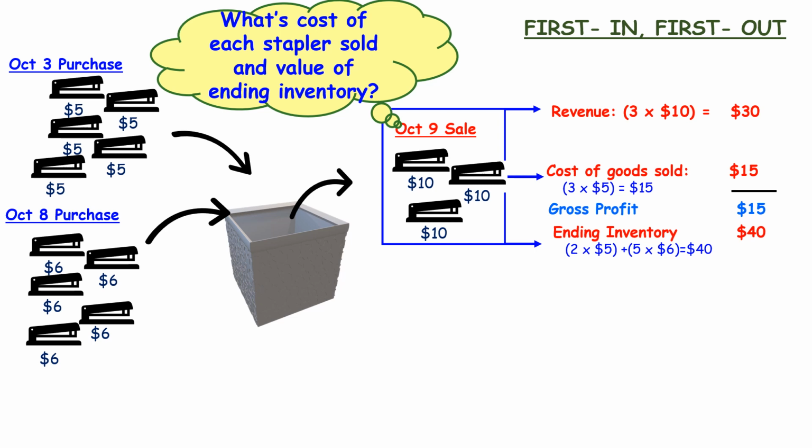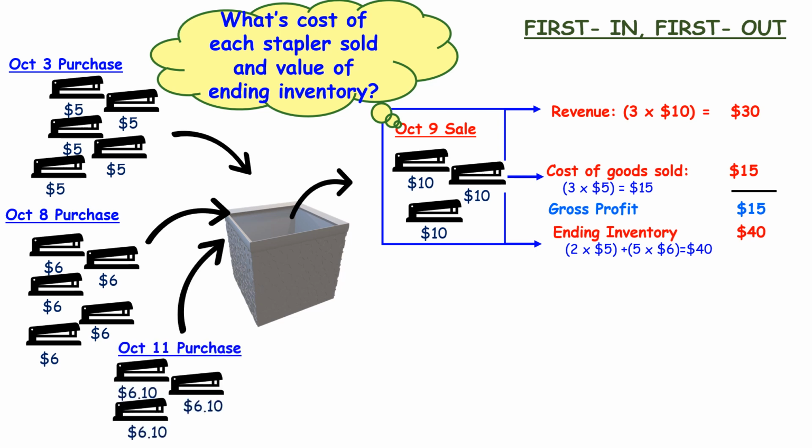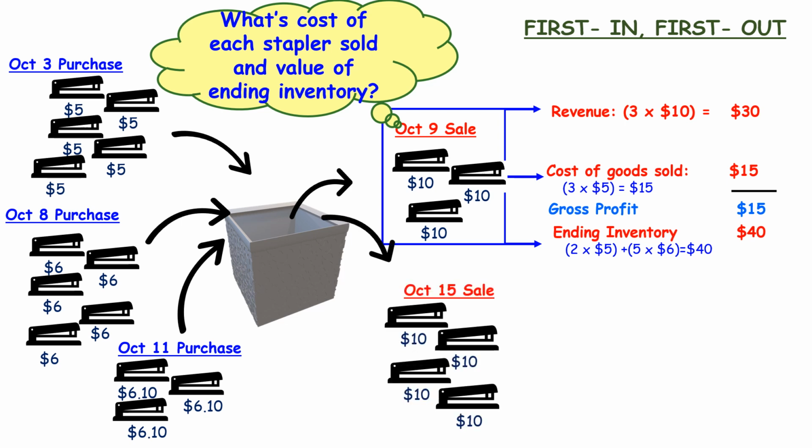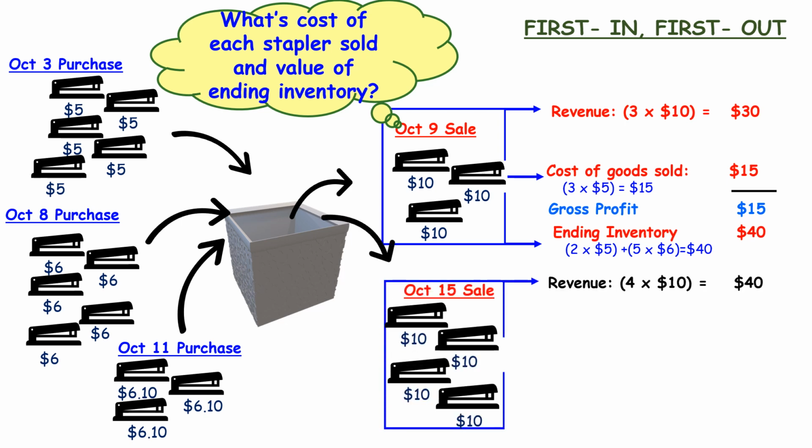What is the cost of goods sold and what is the ending inventory using first in, first out? Let's continue with the example. So when I buy more and put those in the same box, and when I make a sale, I know my revenue is 40, but what is going to be my cost of goods sold?